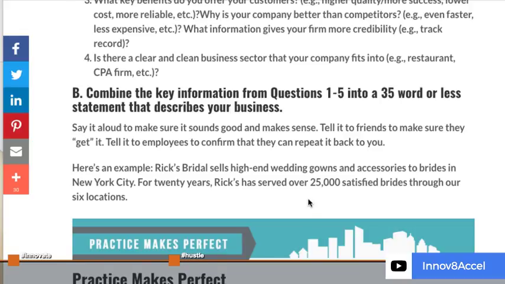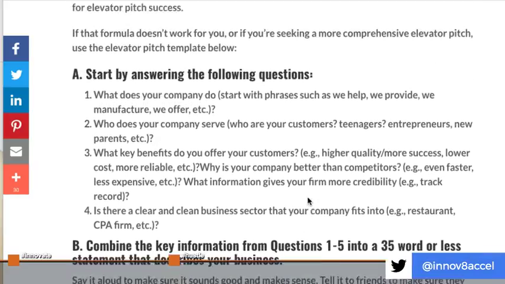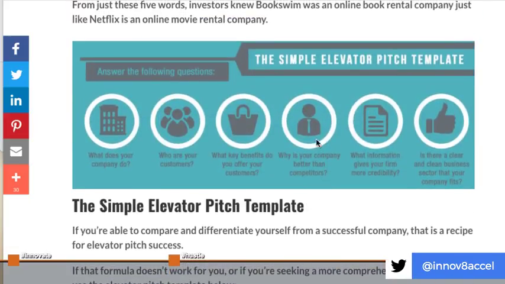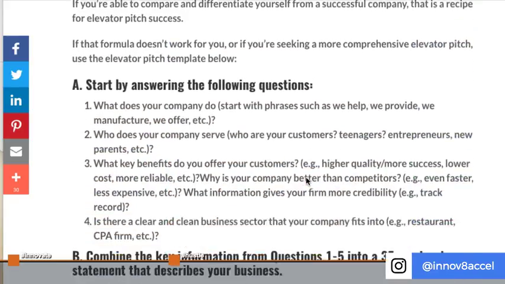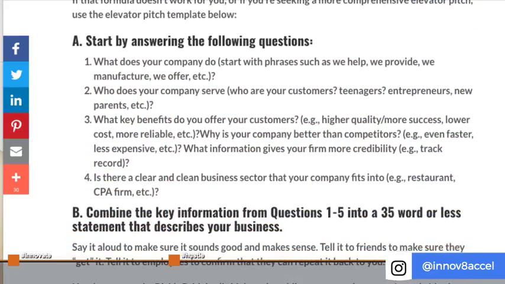Now, that's not a bad pitch to start off with, right? But one of the areas that I like to always do is a key differentiator. He's not really answering the question, why is your company better than its competition? We want to be taking a look at that. You want to set that out. So what would make Rick's Bridal much more important than somebody else?